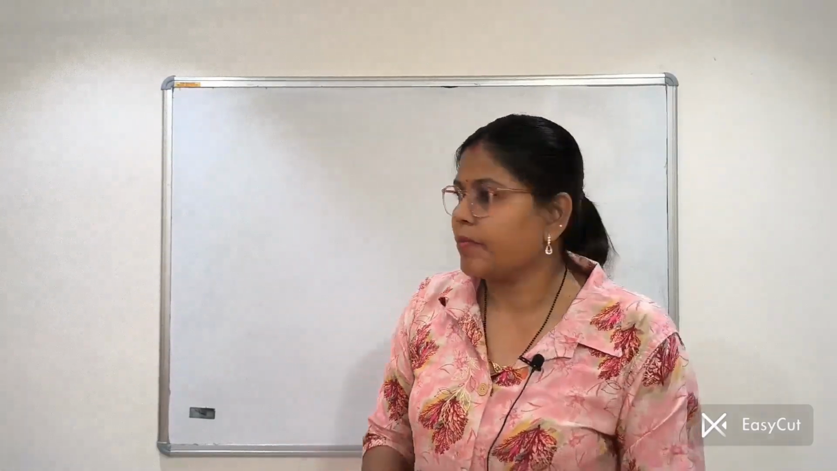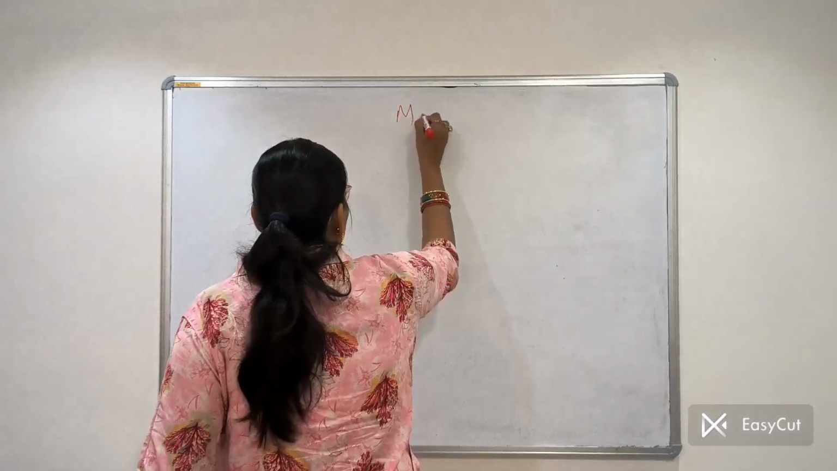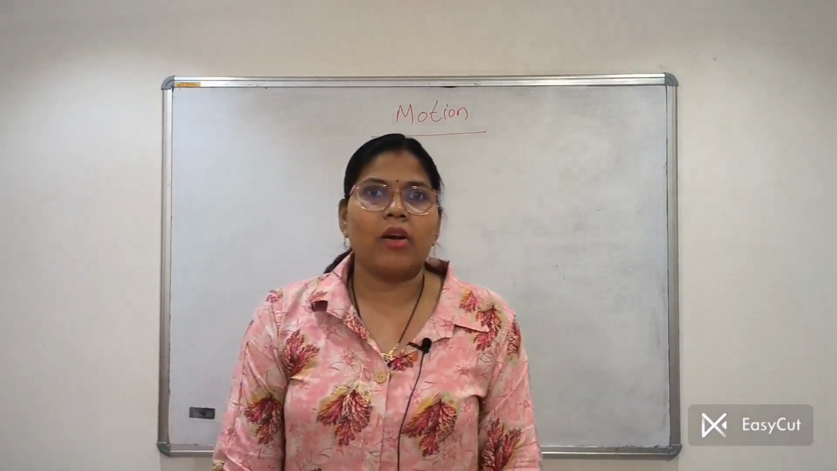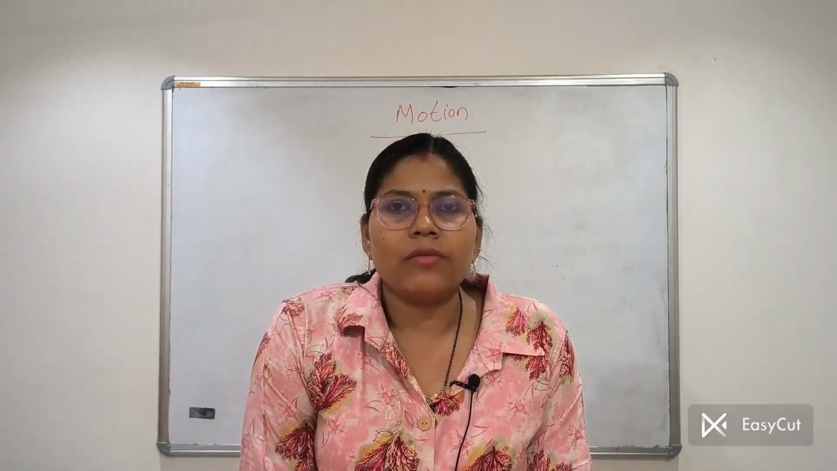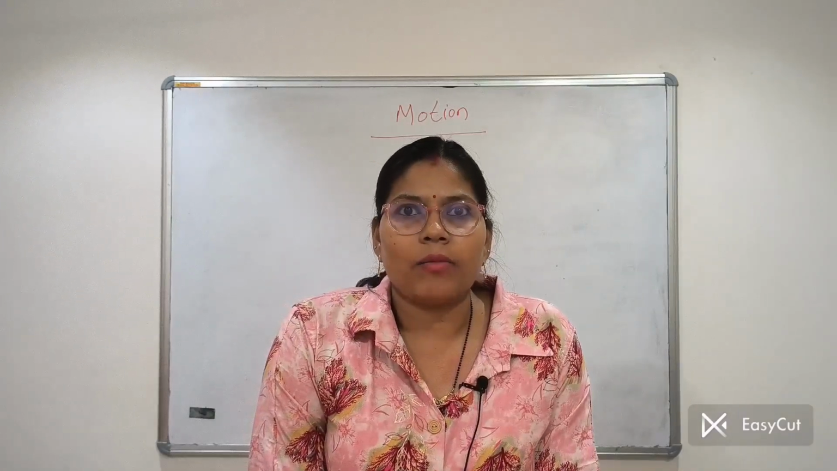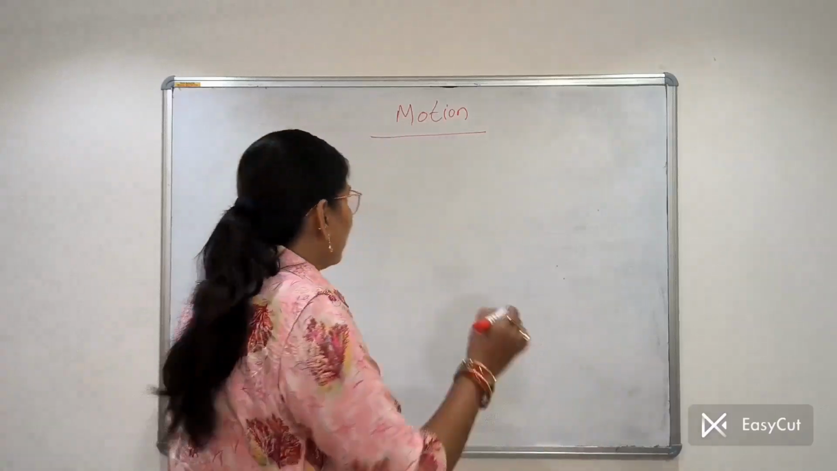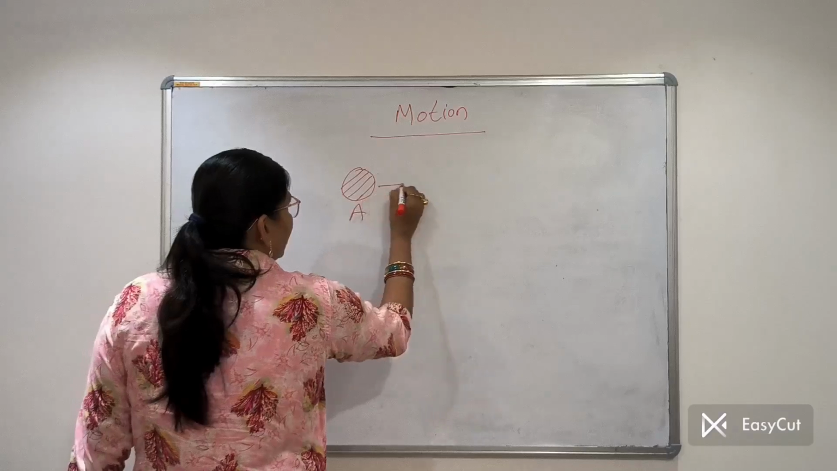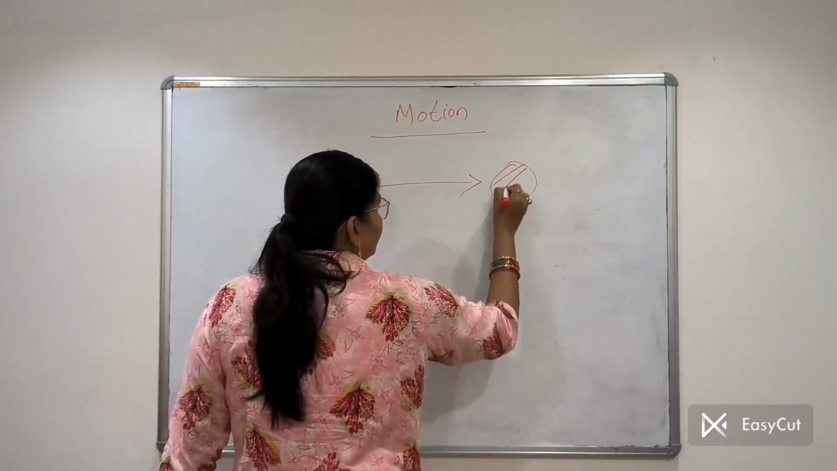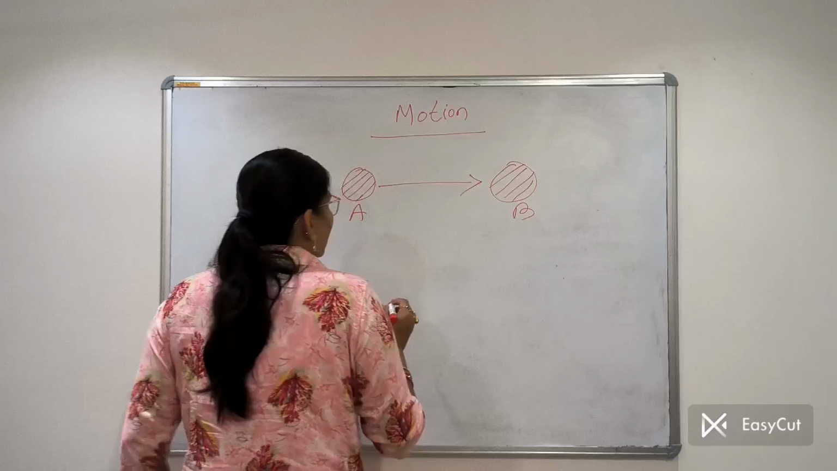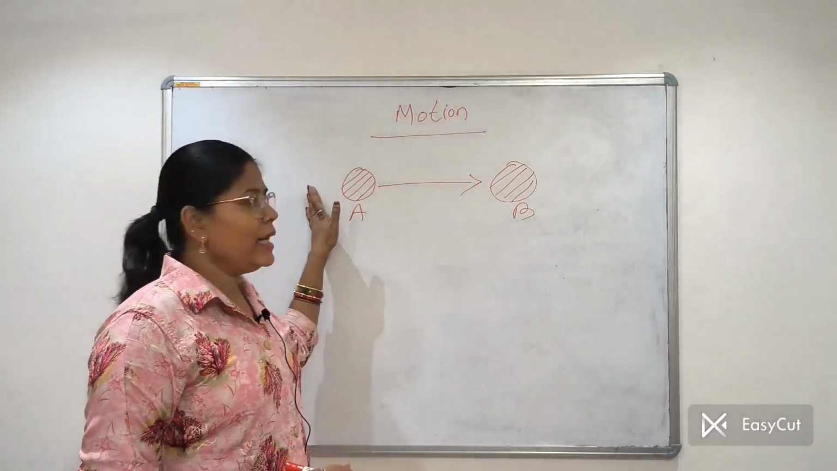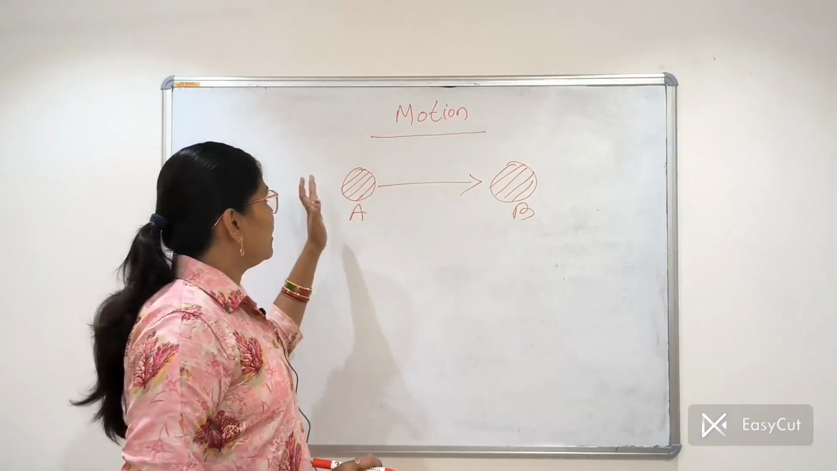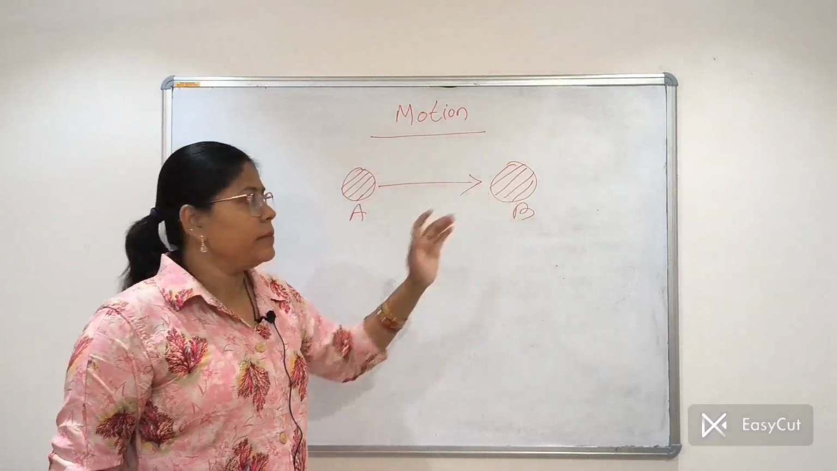So what is motion? First you have to understand the term motion. When an object changes its position from one place to another, then the object is said to be in motion. For example, here is an object A. It reaches B. That means some force is applied and the object changes its position from A to B. Then the body is said to be in motion.